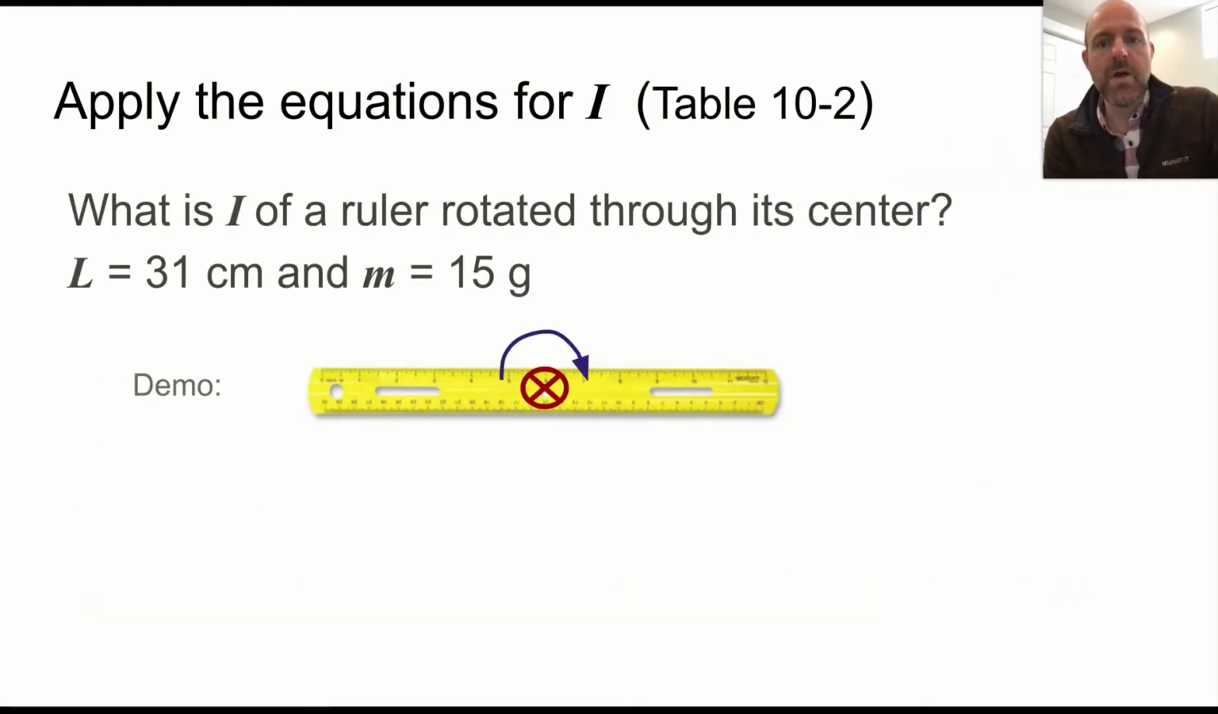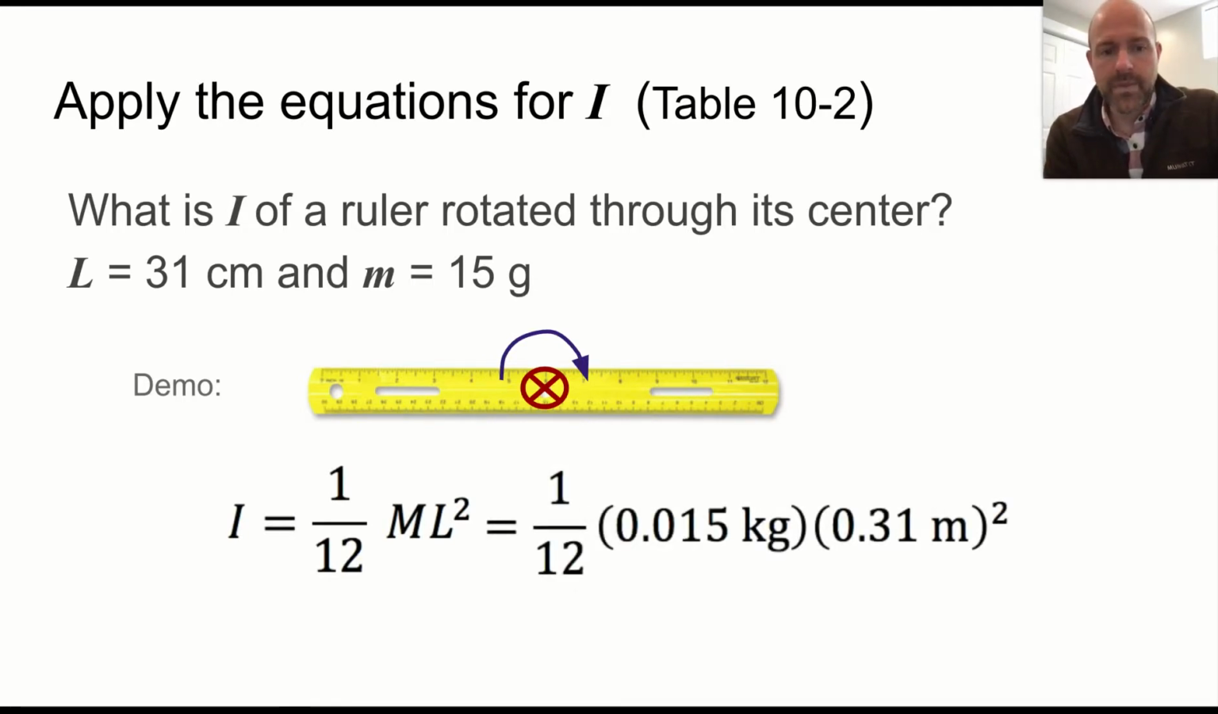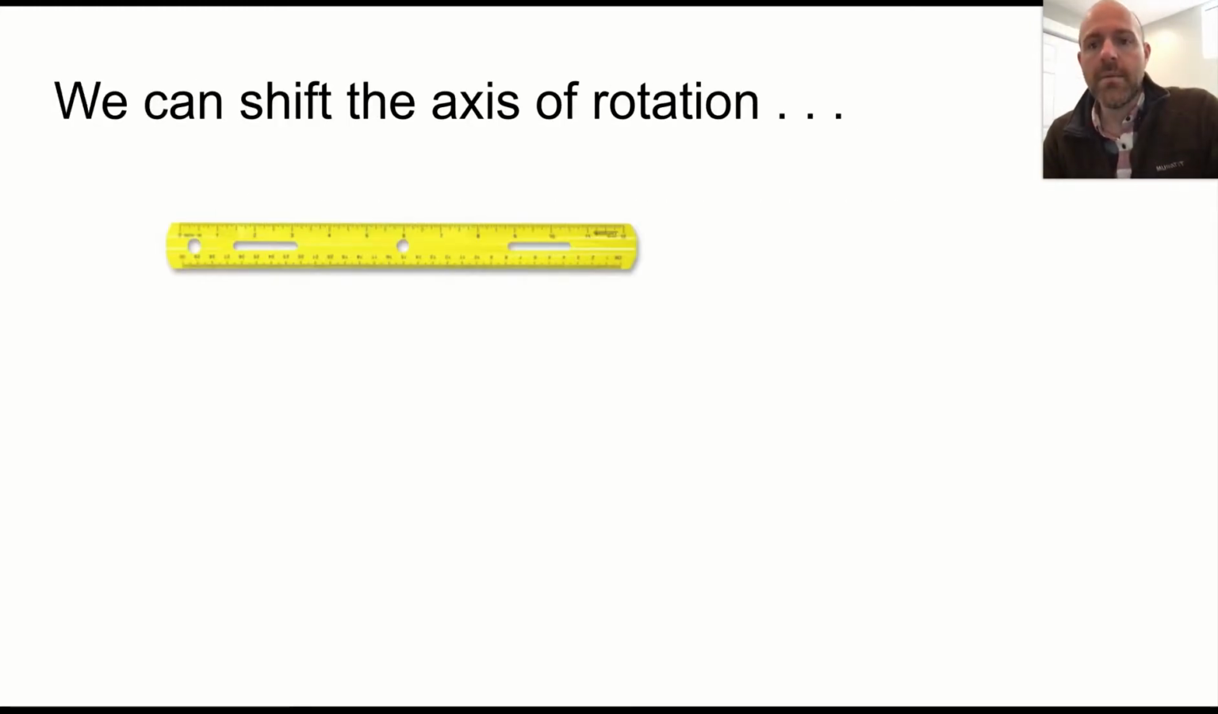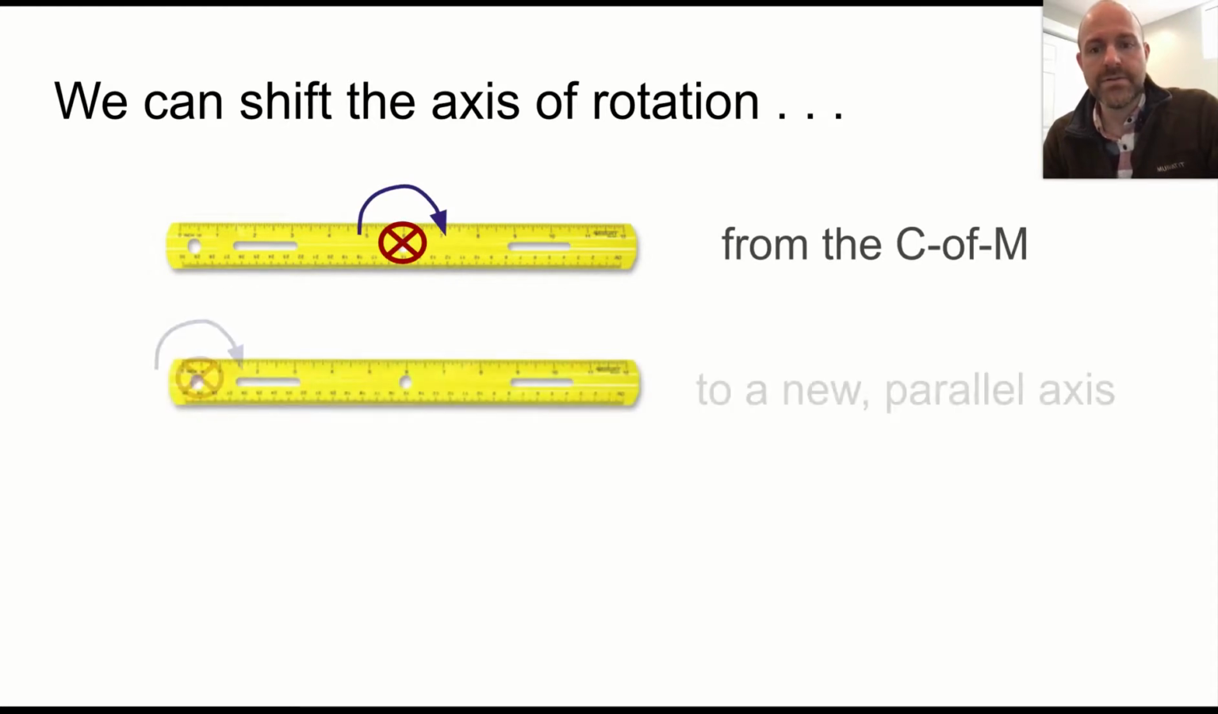So let's think about a ruler rotated through its center, right? You could do this pretty easily, if you were in class. I is 1/2 ml squared. The ruler is about 31 centimeters long, and its mass is 0.015 kilograms, and you end up with 1.2 times 10 to the negative 4th kilogram meters squared. We can shift the axis of rotation from the center of mass to, say, one end.